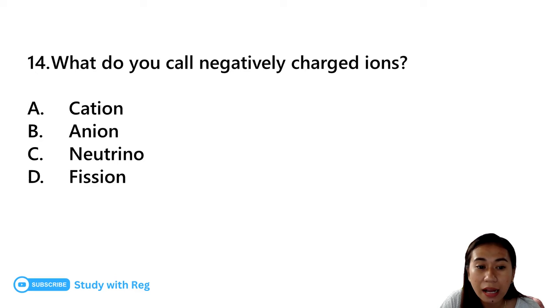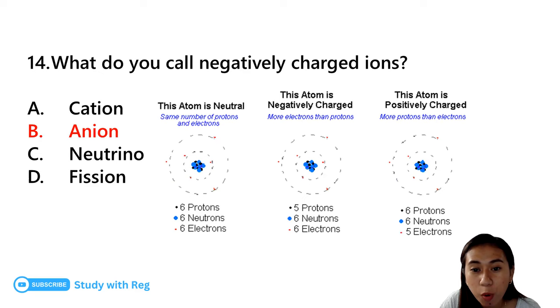It should be anion, no? Anion. When it is negatively charged, meaning more electrons than protons, no? Negatively charged ion, so that's an ion. Cation is positively charged ion. All right, pag sinabi nating ion, it's charged particles, no? Then neutrino, ano naman tong neutrino? Are you familiar with this one?